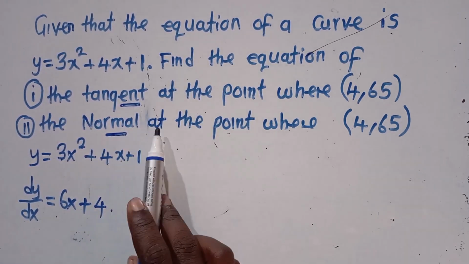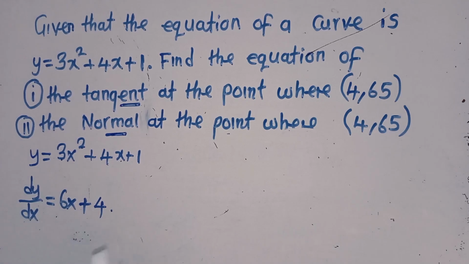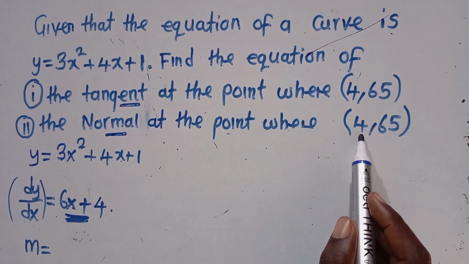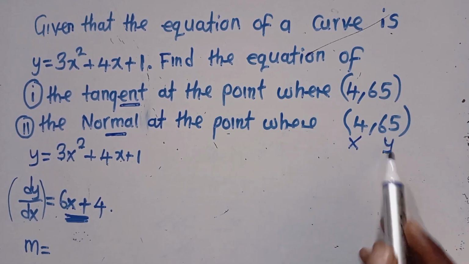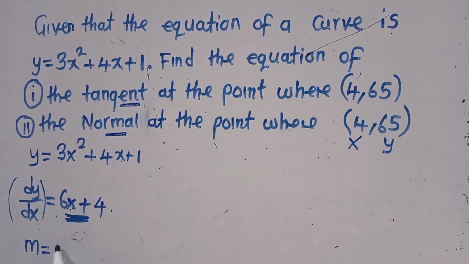For us to be looking at the equation of the normal and the equation of the tangent, we need to know how to differentiate. From here, we find the gradient. This expression here is called the gradient function. So this is the same as m, the gradient, which is equal to, where there is x, we put a 4. So 6 times 4 plus 4. What answer are we getting? We are getting 28. This is the gradient.